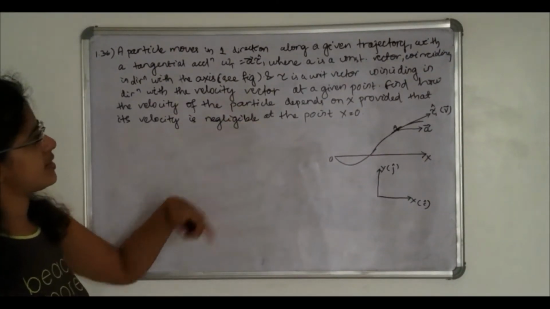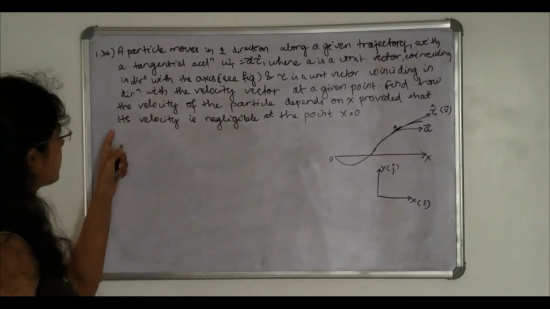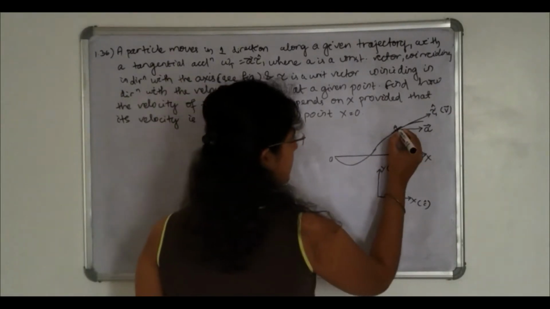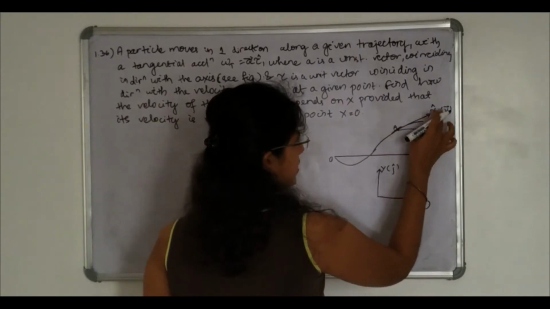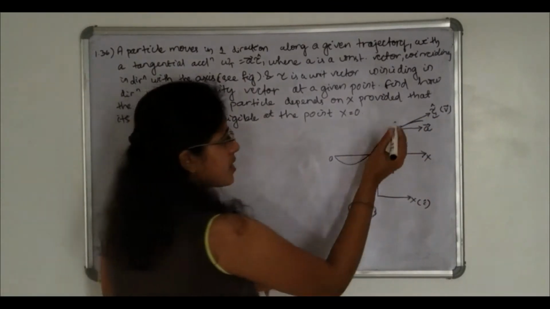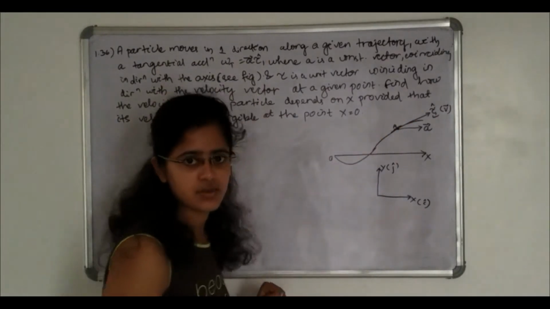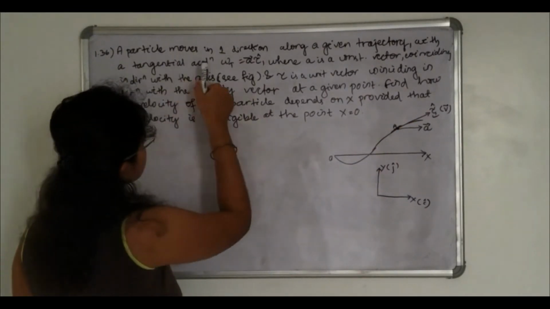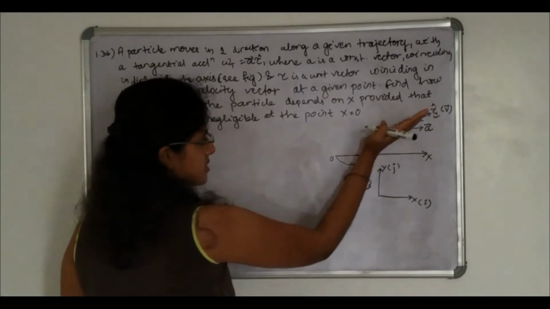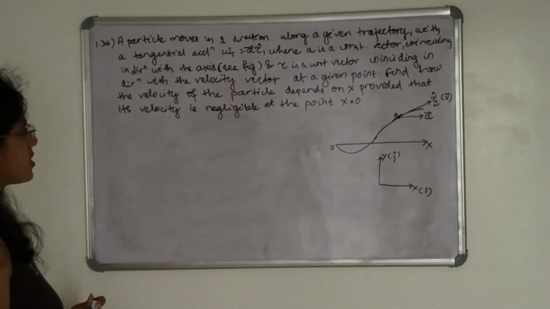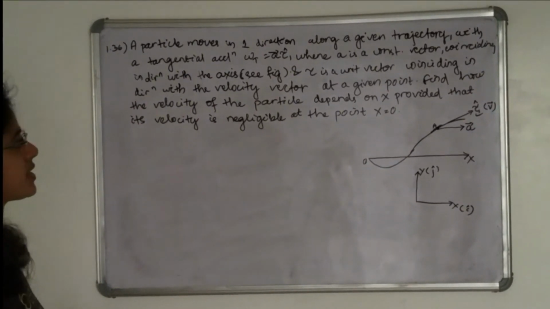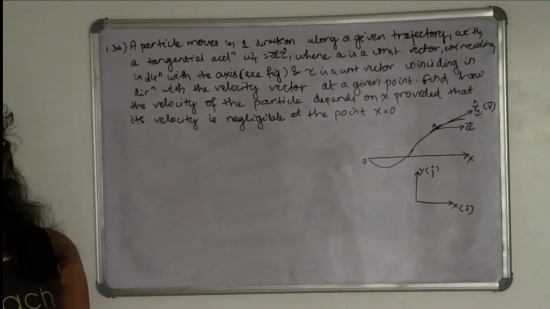Next, it is given that tau is a unit vector coinciding in direction with the velocity vector at a given point. Means at this point, tau is coinciding with the velocity vector and it is a unit vector. Its magnitude is 1. So velocity is always in this direction, because it is given that the particle moves in one direction along a given trajectory. So it is moving in this direction. The question is, find how the velocity of the particle depends on x, provided that its velocity is negligible at the point x is equal to 0.